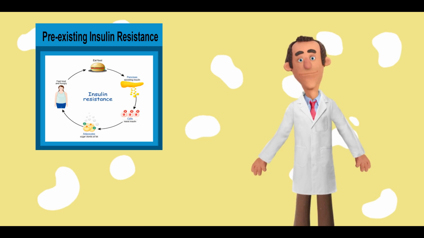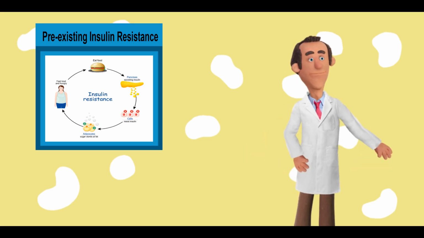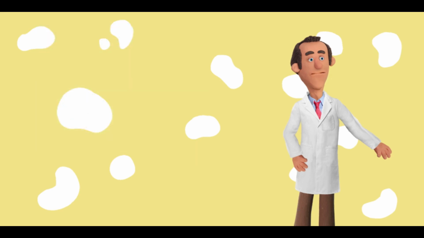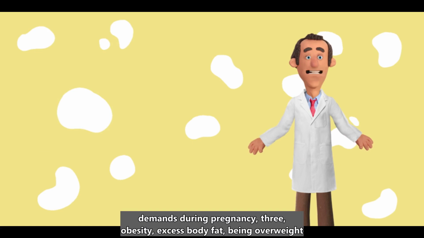2. Pre-existing insulin resistance, undiagnosed insulin resistance. Some women may already have a degree of insulin resistance before pregnancy, making it harder for their bodies to compensate for the increased insulin demands during pregnancy.